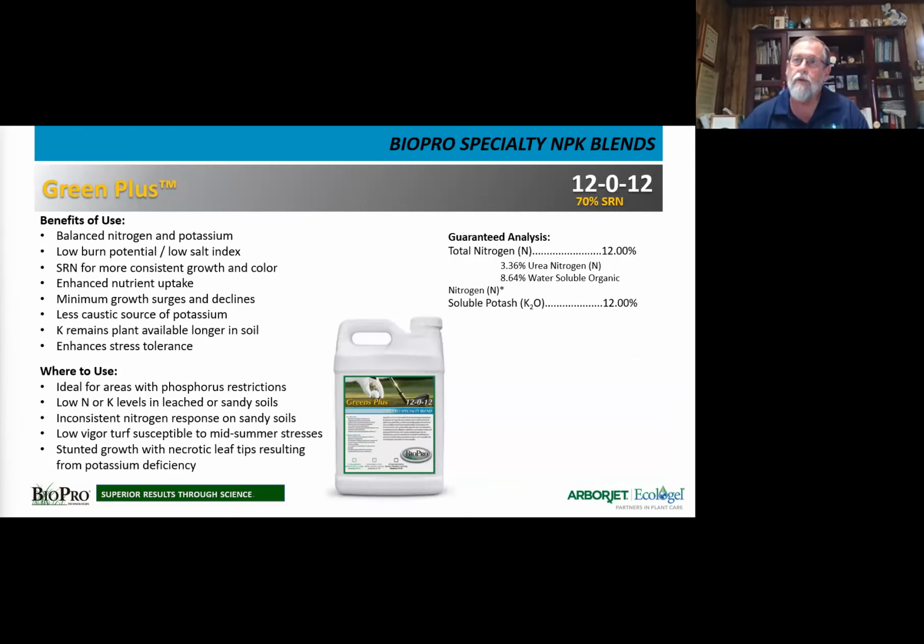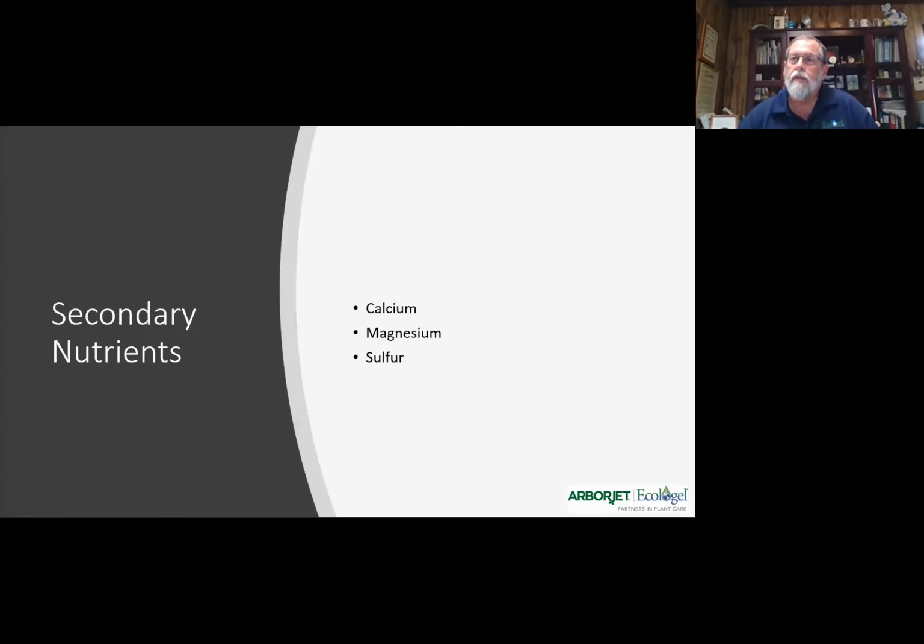And then finally, for those areas that don't allow phosphorus applications in the regulations, a 12-0-12 gives you nitrogen and potash in a long lasting effective way. So then there are things like secondary nutrients, and there's just three of them that we're mentioning: calcium, magnesium, and sulfur. These are sometimes required thanks to soil tests and regionally, but we don't see a lot of those used.